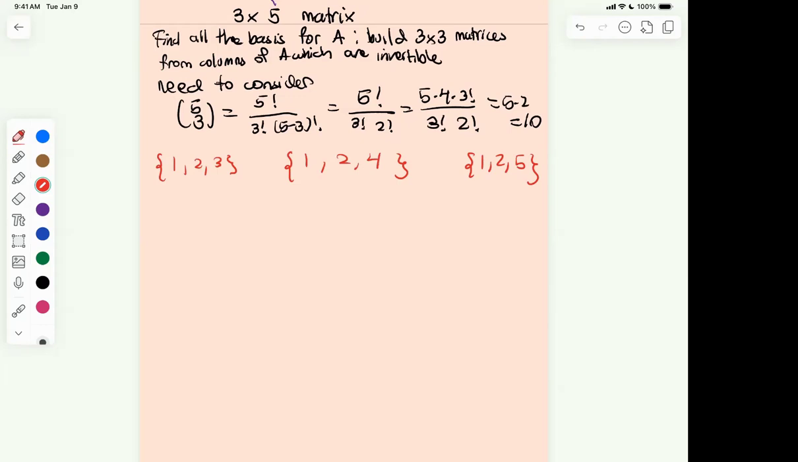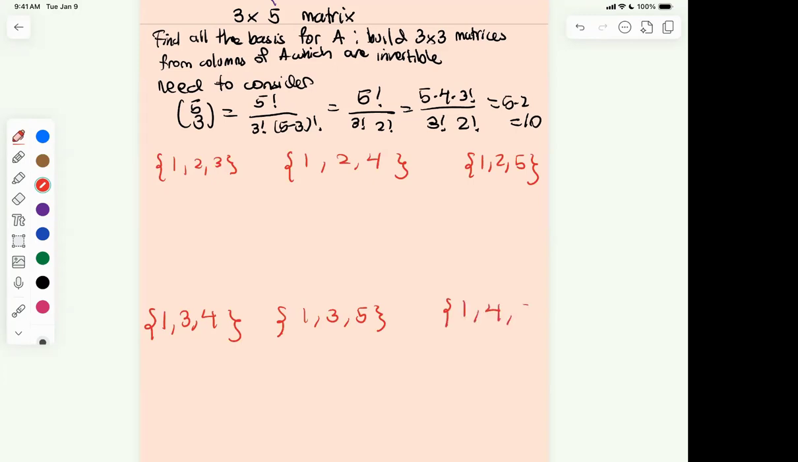Then the next ones can still start with 1, but I'll put a 3 in the middle. So I'll do 1, 3, and 4. Then I'll do 1, 3, and 5. Is there another one that I'm missing that starts with 1? Is there one left that starts with 1? What do you think? Yeah, 1, 4, 5. And it really helps to know that you have to get to 10, because it's easy sometimes to miss them. So perfect.